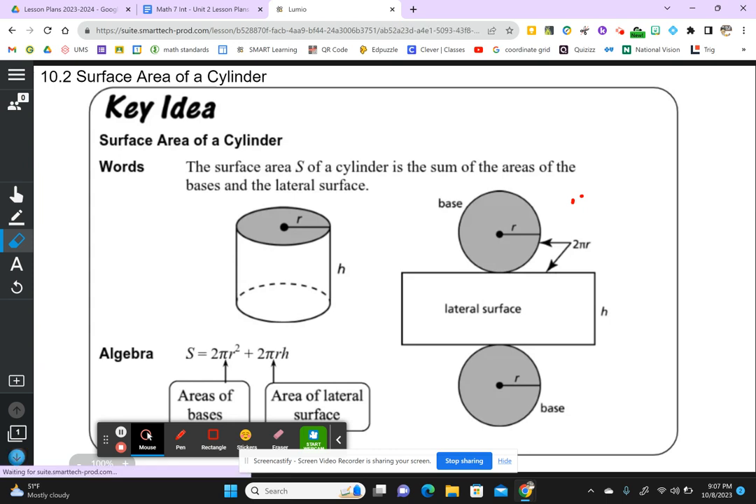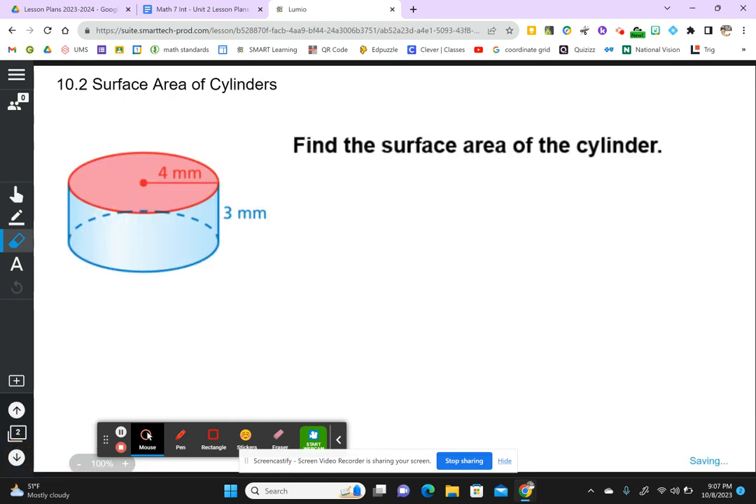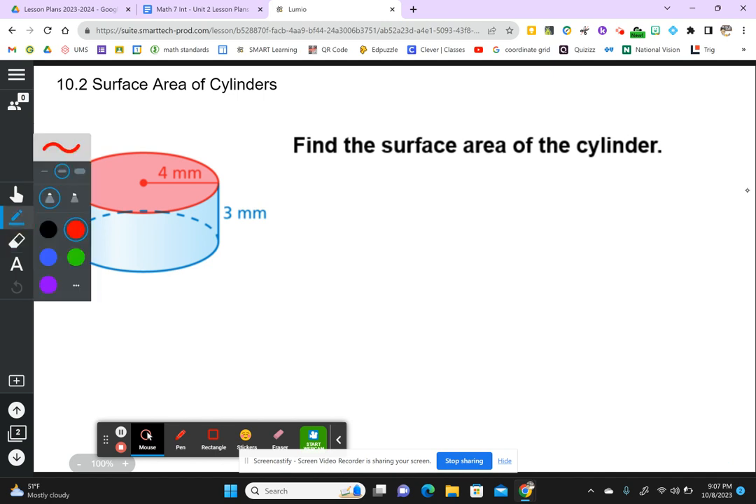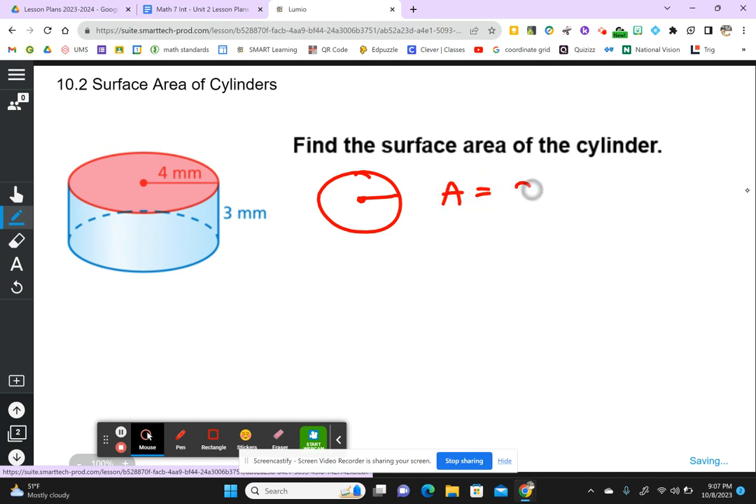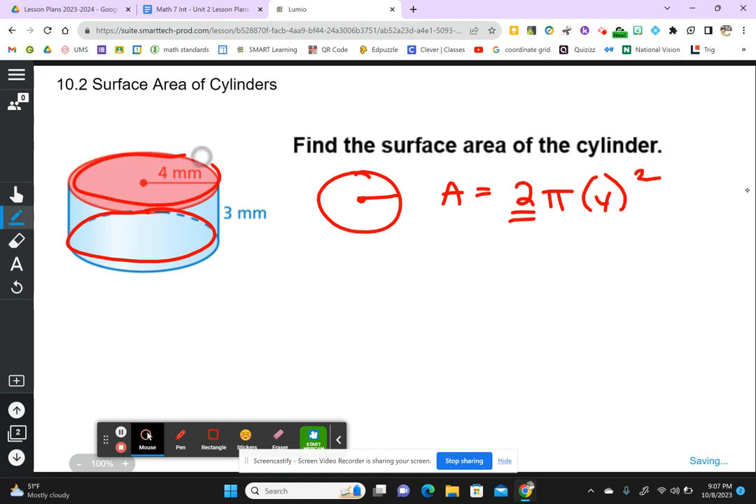Okay, let's look at the next screen. They want us to find the surface area of this cylinder. So what I'm going to do is find the area of the circle. The radius is 4. So the area is 2 pi 4 squared. It's 2 because I'm finding two circles. Pi r squared is the area. So this is 16 pi times 2. So it's actually 32 pi.